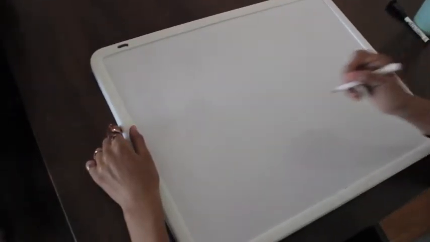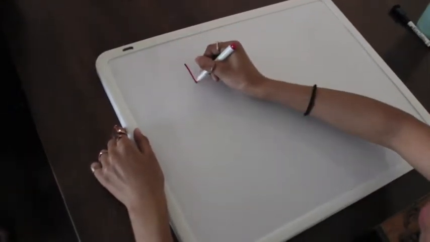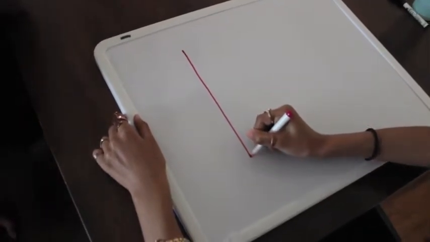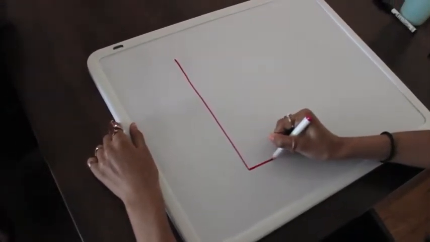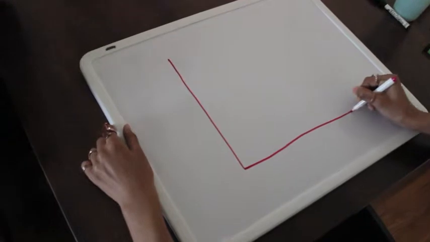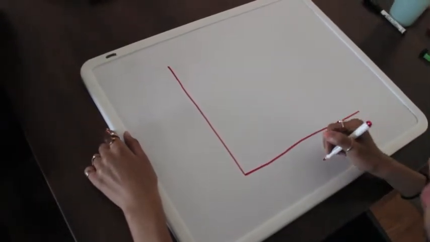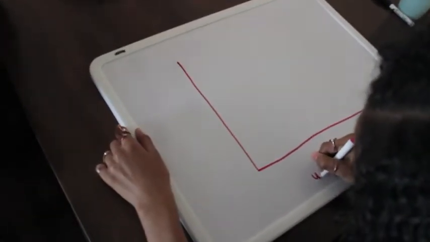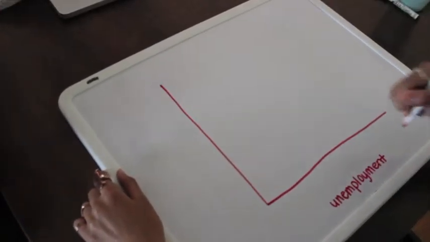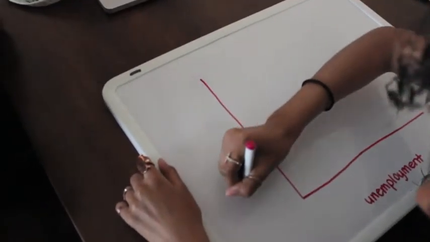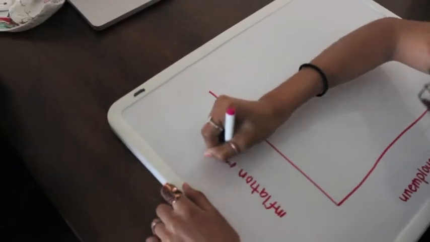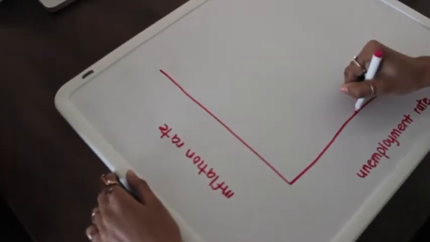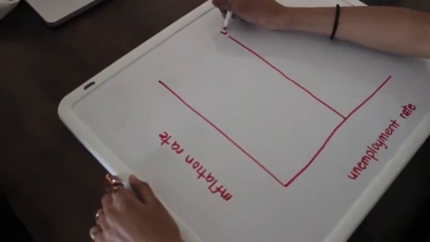An important trade-off in economics is the trade-off between inflation and unemployment. The Phillips curve visualizes this relationship. On the x-axis, we have the unemployment rate, and on the y-axis, the inflation rate. The long-run Phillips curve is simply a vertical line.